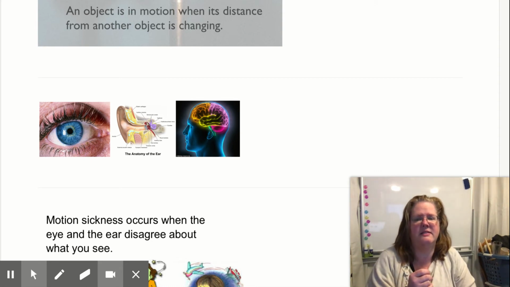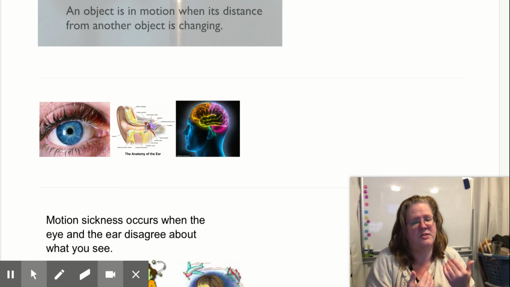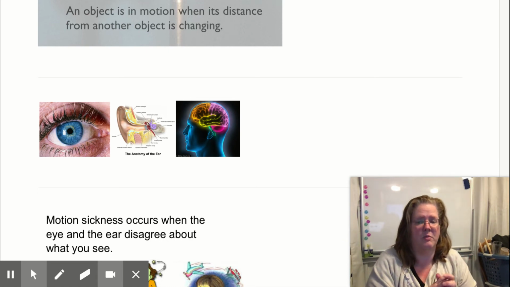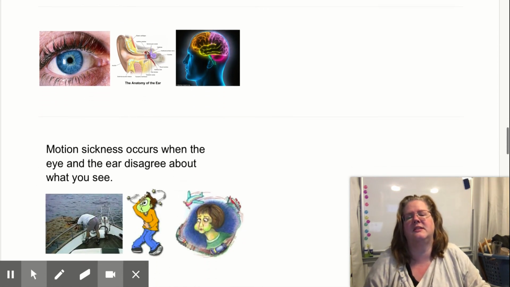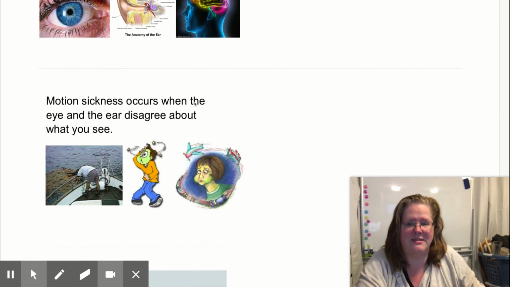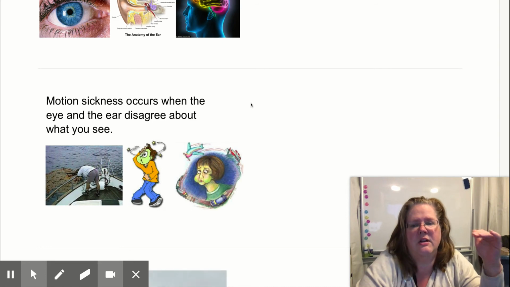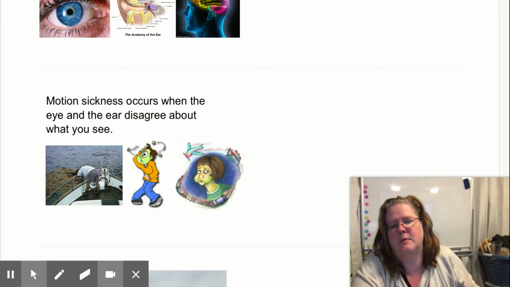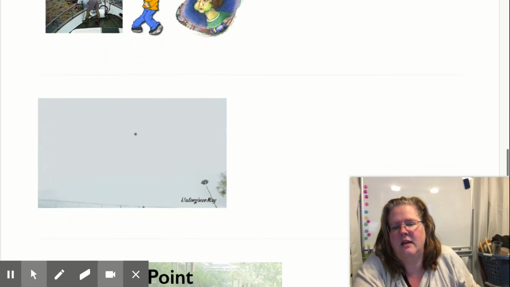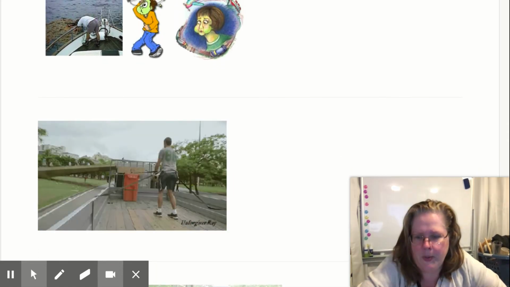So it really takes our brain to control our muscles as it responds to what our ear senses for motion and our eyes see for motion. And motion sickness occurs basically when there's a disconnect. When your eyes and your ears are disagreeing with what you see, that's motion sickness, which we try not to get. Now let's look at the frame of reference here.